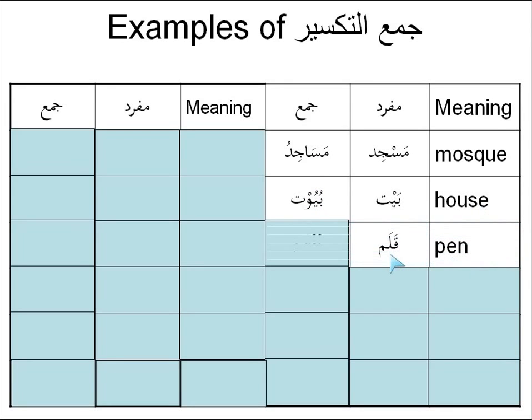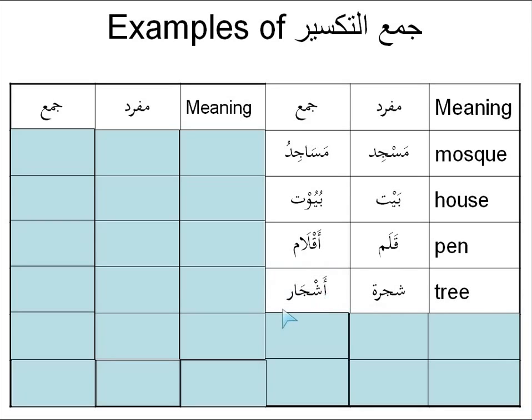Pen, qalamun, aqlamun. Here you have an alif with a hamza on top. So the first letter is not alif but actually a hamza that is added to the beginning of the word, and an alif is interposed between the lam and the mim. Tree, shajaratun, ashjarun. Again you have a hamza with the fatha placed at the beginning, the ta marbuta is removed, and the jim and ra have an alif placed. It looks very much like aqlamun.